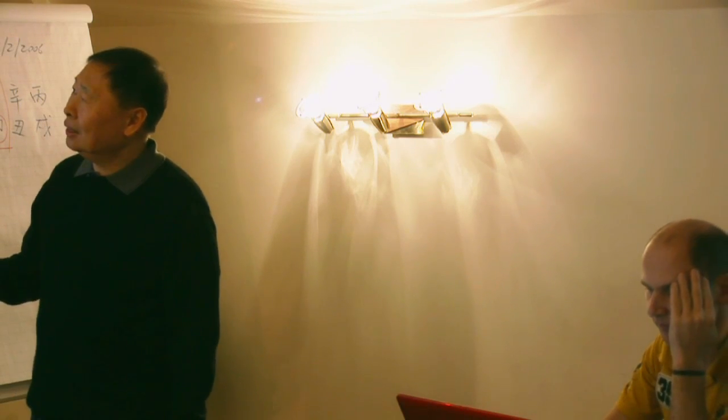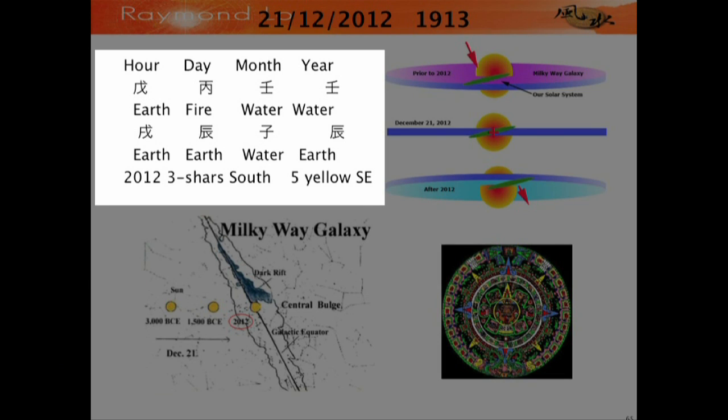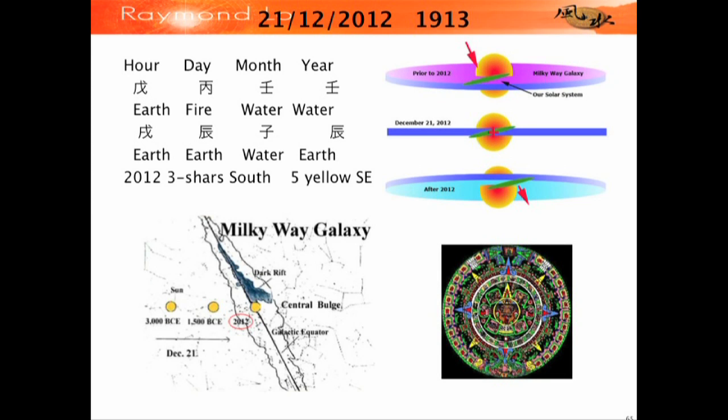And then, these are the 4 pillars of the moment of the winter solstice. It was said that this is the most dangerous day.